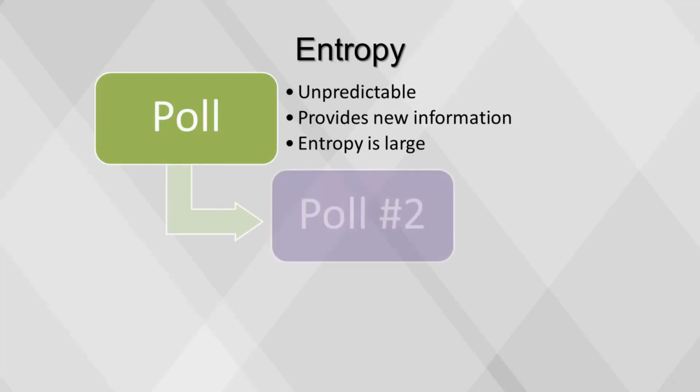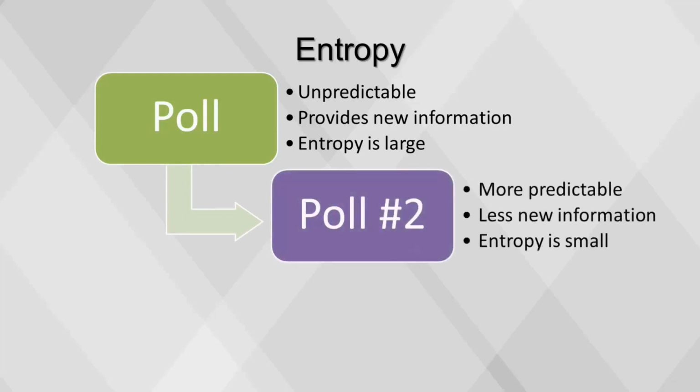Now let's say a second poll is performed shortly after the first poll. Since the result of the first poll is already known, the outcome of the second poll can be predicted well, and the results should not contain much new information. In this case, the entropy of the second poll result is small relative to the first.